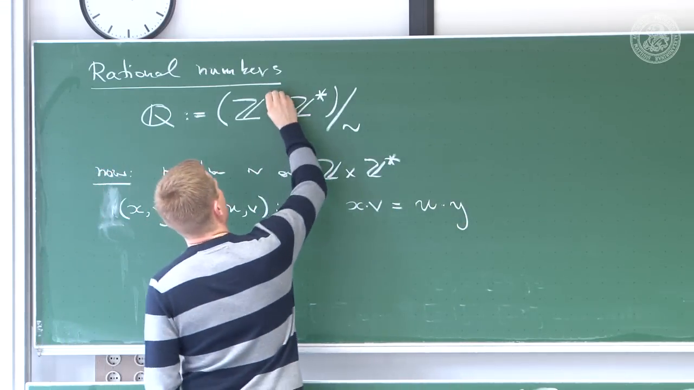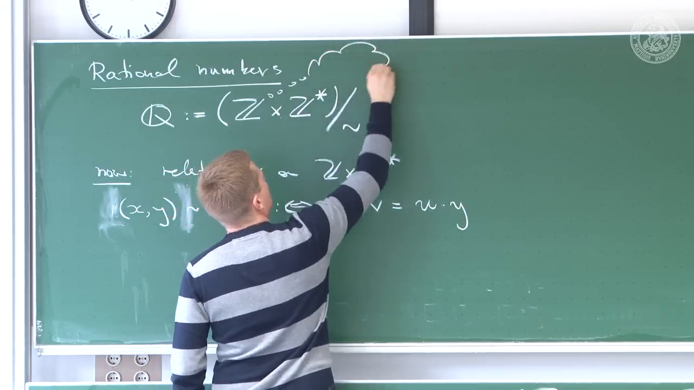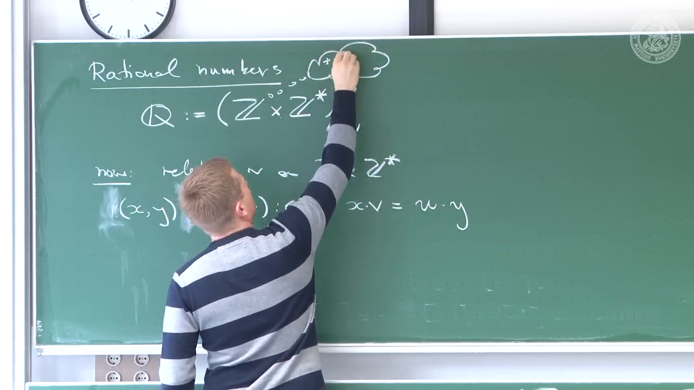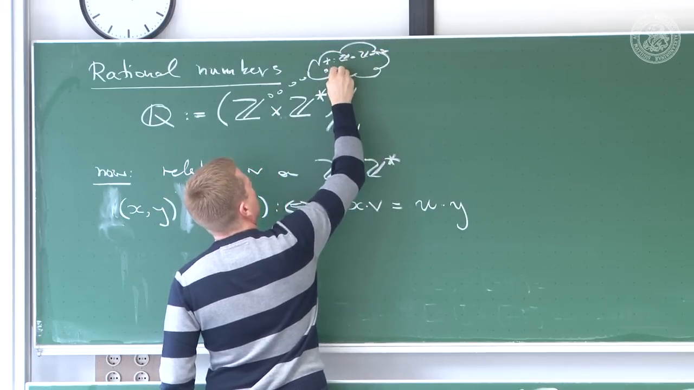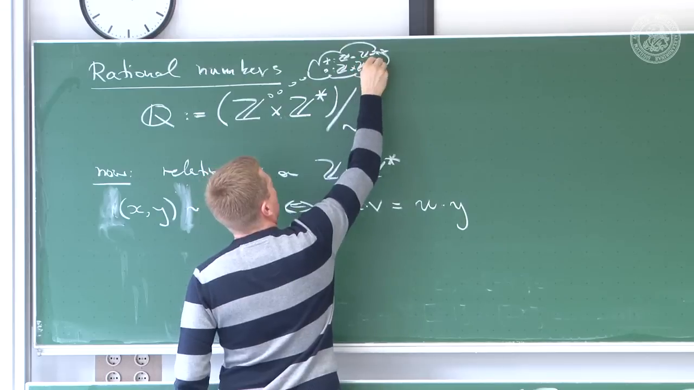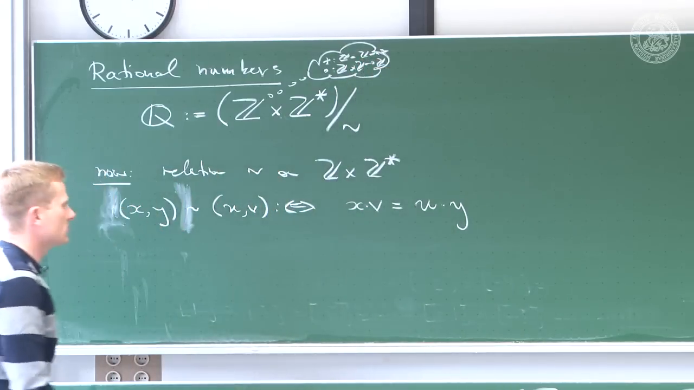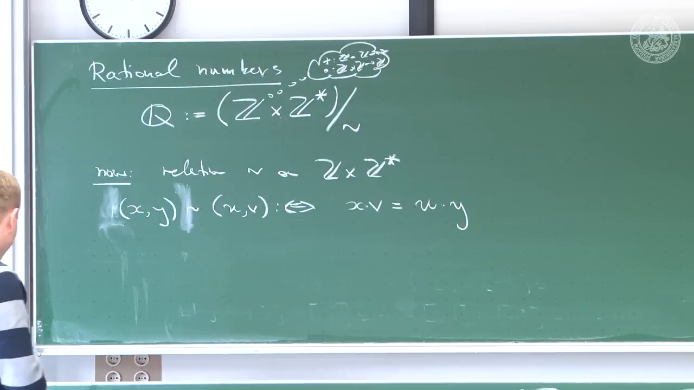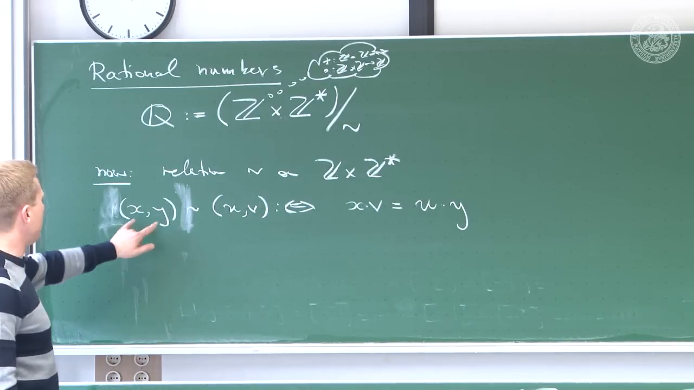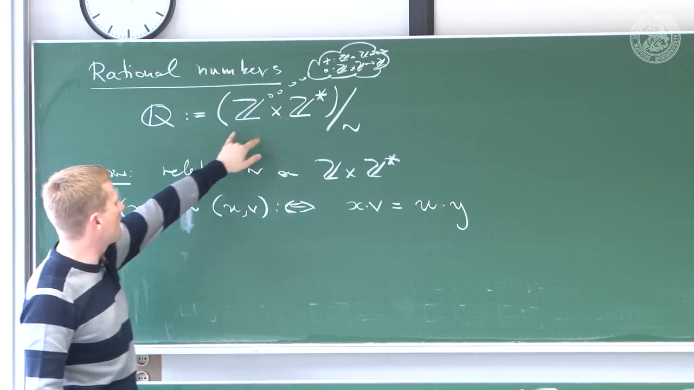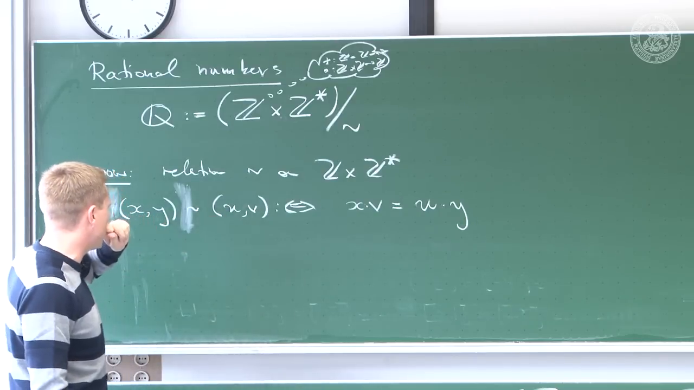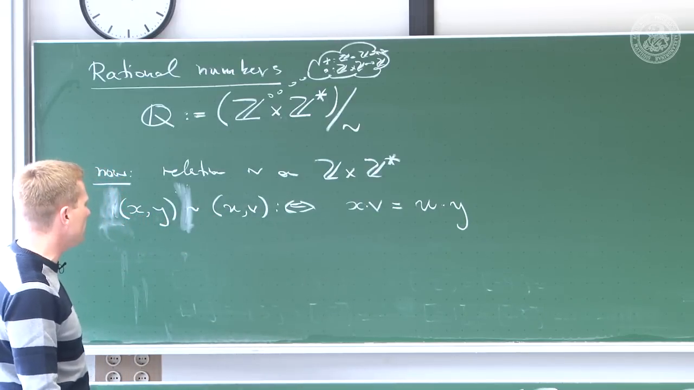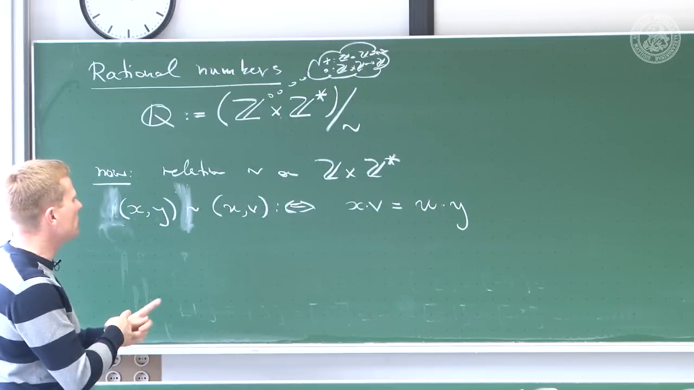So here we already think of Z as being equipped with both an addition and a multiplication. Okay? So assume we already constructed this. You believe me that this works in similar fashion. And now we call a pair x, y of an integer and a non-zero integer equivalent to a pair u, v if xv equals uy.